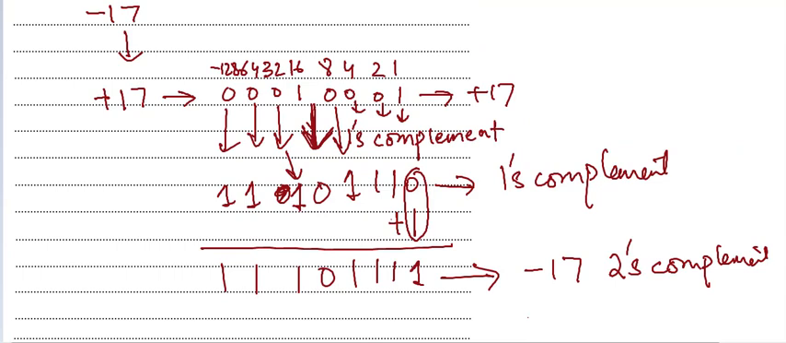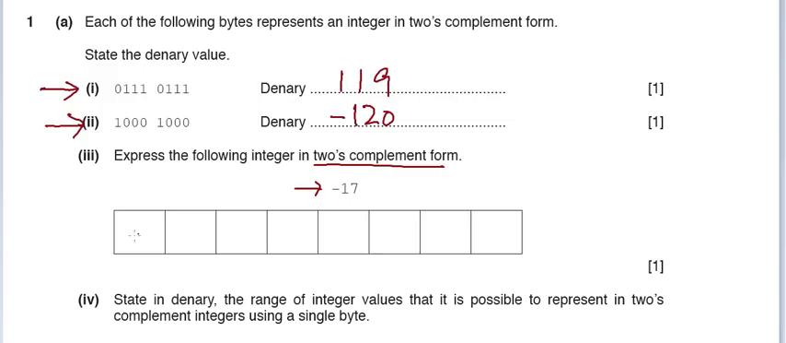Okay, going back, this was what we had calculated for minus 17, and let me write the answer down. So minus 17 in 2's complement is written down as 1 1 1 0 1 1 1 1. Okay, let's move on.